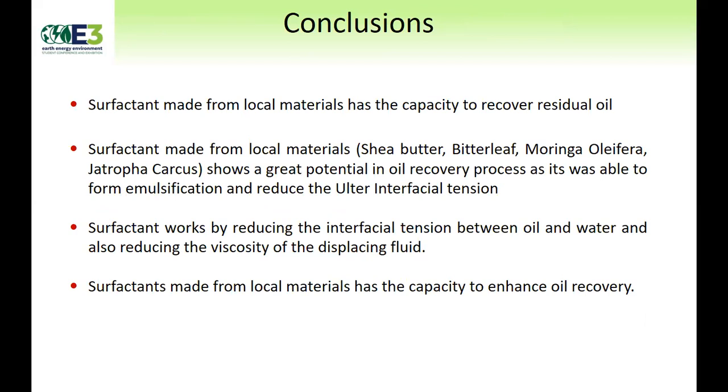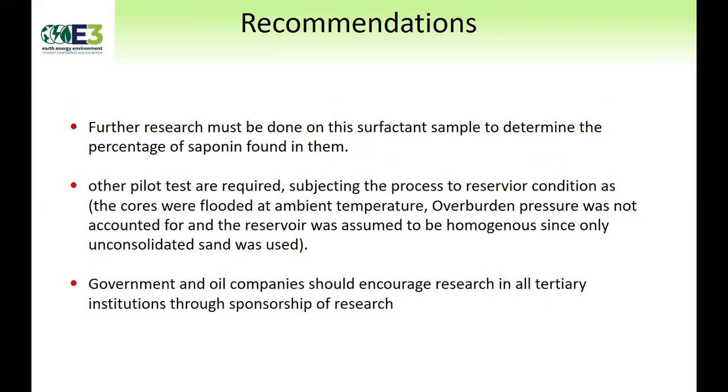In conclusion, we come to realize that truly local surfactants have the capacity for oil recovery, and also surfactants can be made locally from local materials such as the bitter leaf, Moringa oleifera, Jatropha curcas. This shows that Moringa oleifera and Jatropha curcas have a greater potential in oil recovery and also have the ability to reduce the surface tension and also act as an emulsifier. Surfactant material, like we said, can be used in this process. Further research has to be carried out.